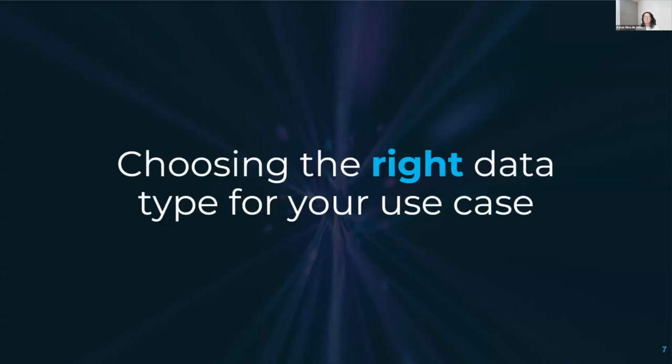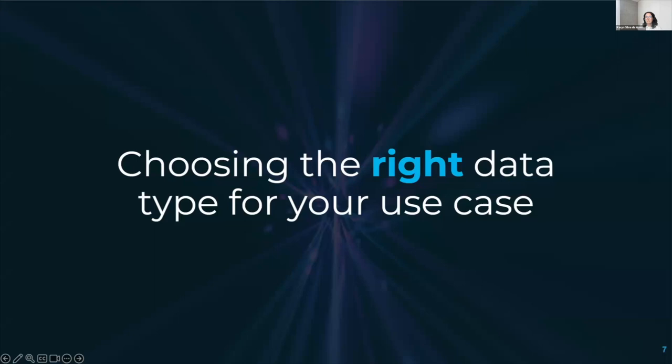First, choosing the right data type. This is really relevant when you're starting with CrateDB. It's really important for you to understand what are the data types that I'm going to choose for my table? Given that I have this scenario, this use case, what should I choose?